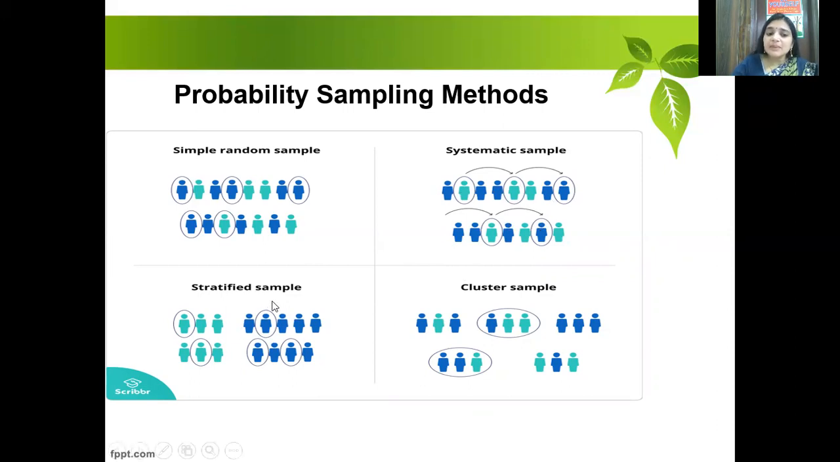Then stratified sampling, you will be making different strata which are homogeneous within the group but heterogeneous outside the group. And then you can choose proportionate people from all these strata. Then cluster sampling, you will be making different clusters which would comprise all kinds of people in every cluster, and then you can choose one cluster as your sample. This is all about probability sampling methods.